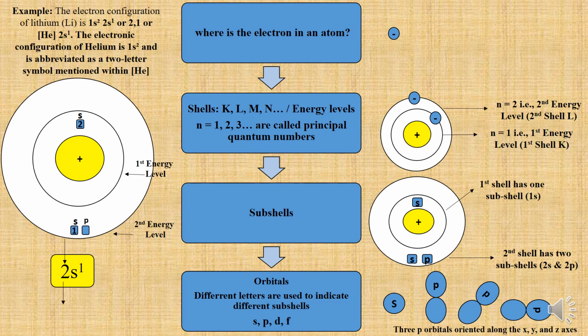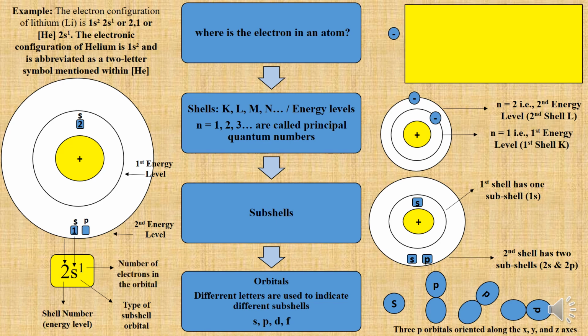where number 2 refers to the shell number or the energy level. Letter S indicates the type of subshell orbital. Here in this case, it is the s orbital. And superscripted number 1 represents the only electron present in the s orbital of the second energy level.